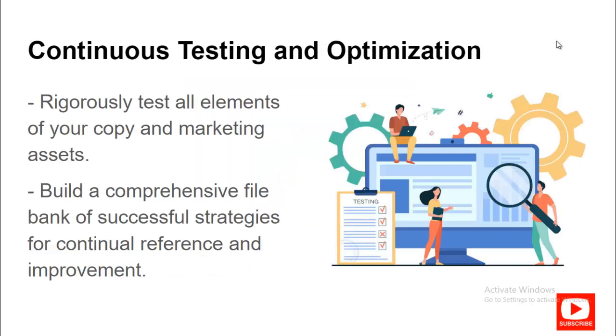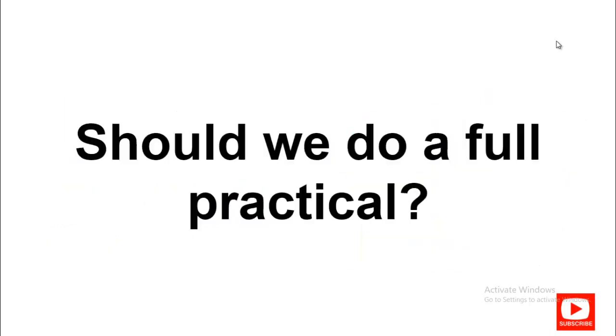The next thing you need to do is continuous testing and optimization. Rigorously test all elements of your copy and marketing assets. Build a comprehensive file bank of successful strategies for continual reference and improvement.